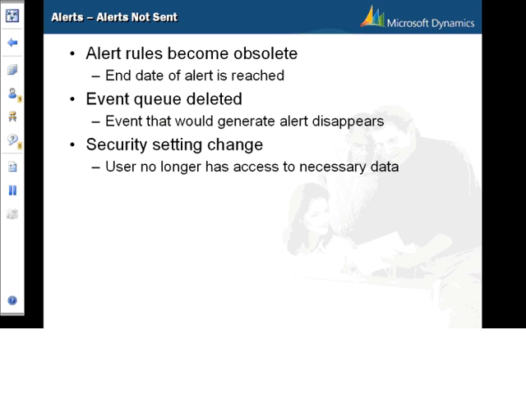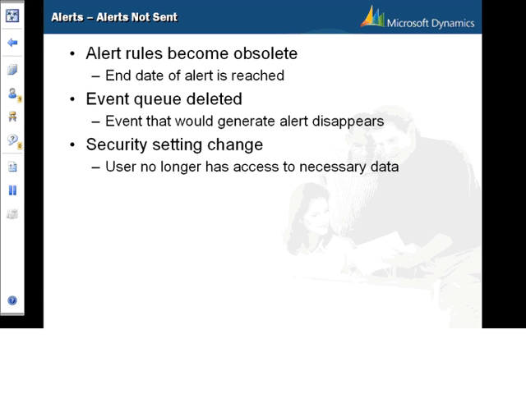Next is event queue deleted. If the event queue is deleted before the batch job is executed, users who have active alert rules in the system do not receive alerts that would otherwise have been generated and sent to them.